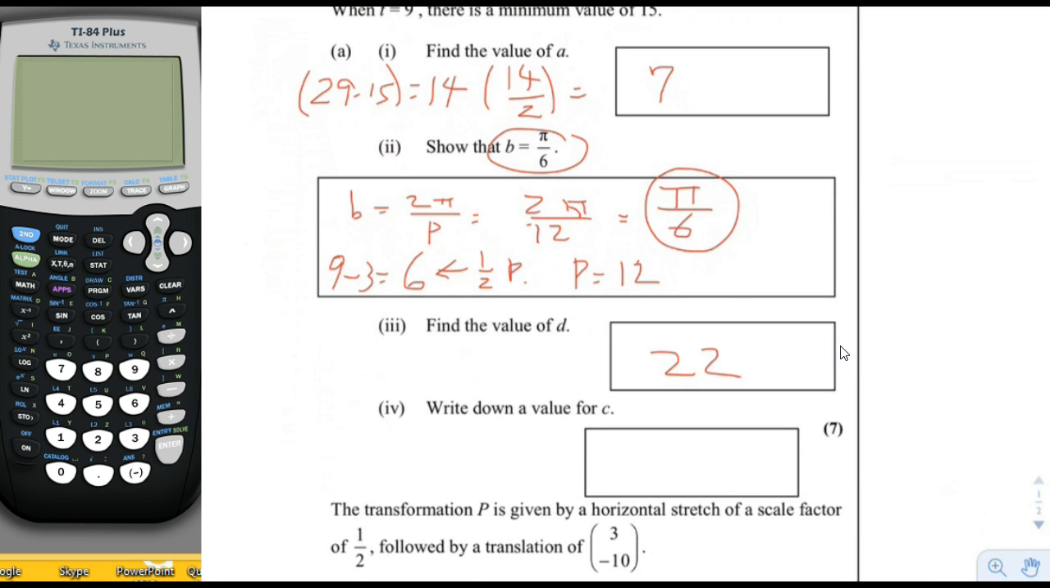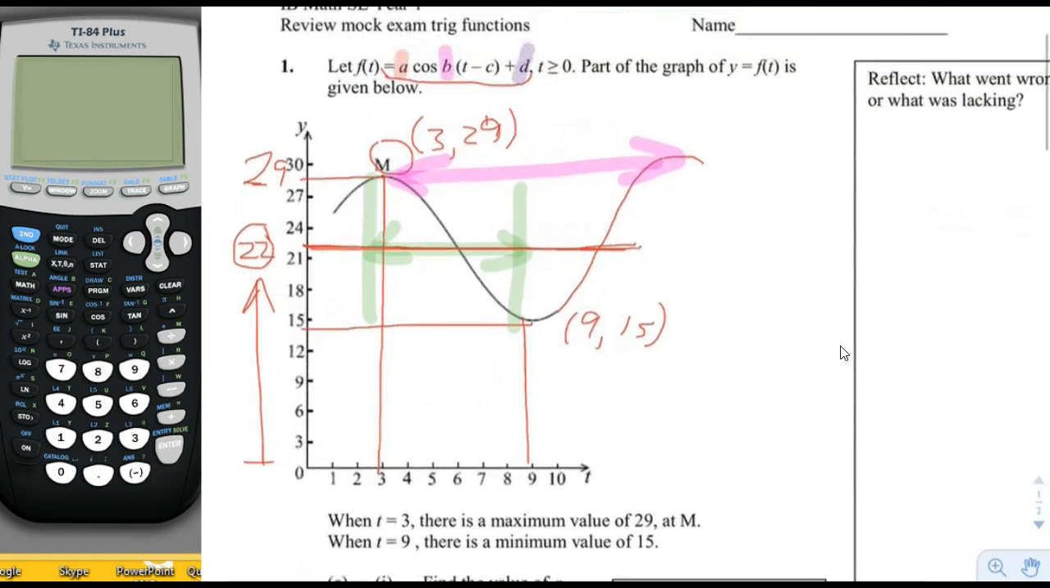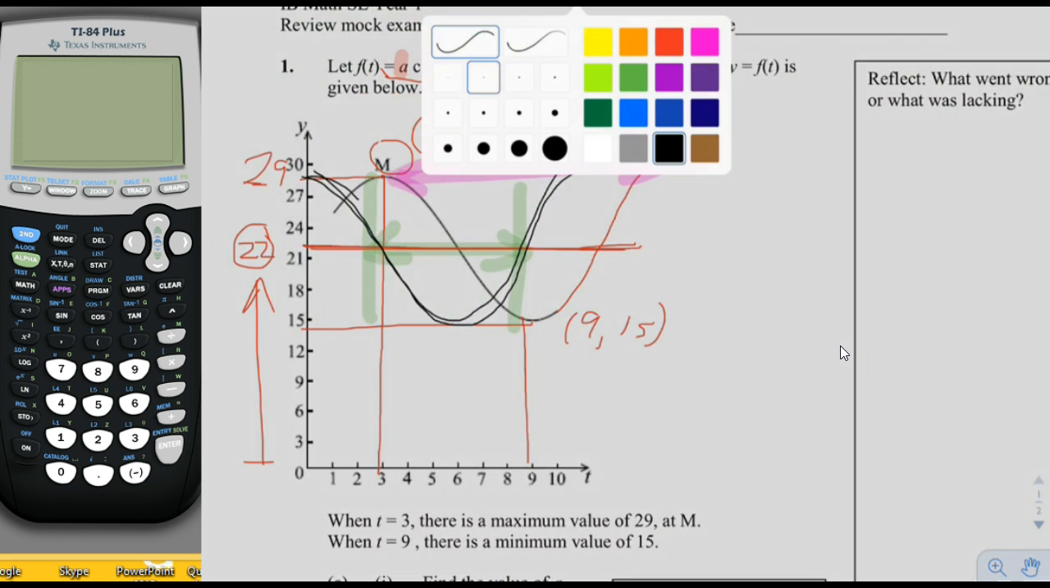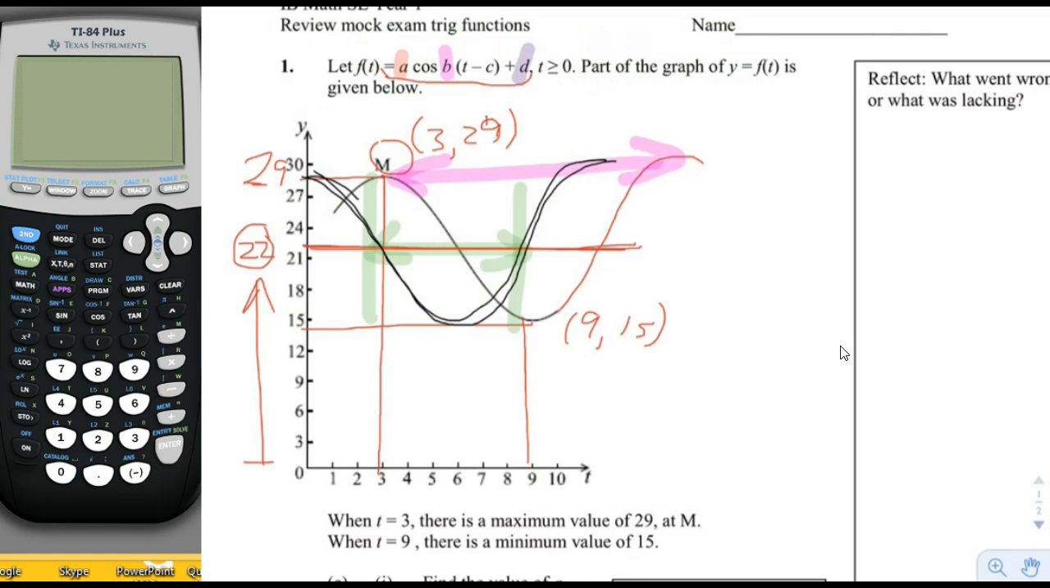Write down a value for c. Okay, now c, this is the trickiest one. C is a translation in the horizontal direction. And we can see here that originally the cosine function should start at the maximum value, and then it goes down to the minimum value, and then it comes back up to the maximum value again. So the original function, or the function that has no horizontal shift, looks kind of like that, okay? So then we say, okay, it is horizontally shifted to the right, from what it looks like, right? How much is it horizontally shifted?